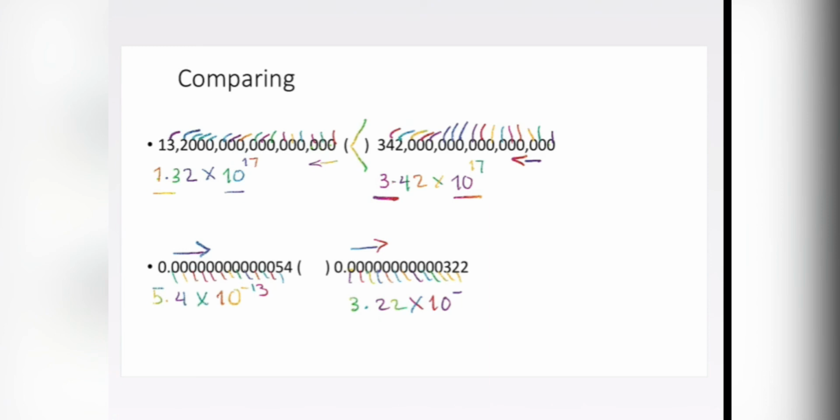Again 13, really? 1, 2, 3, ... 12. Okay, 12, because our decimal point is right after 3.